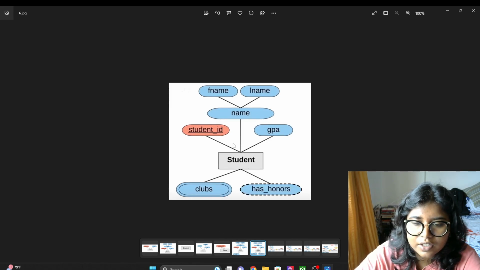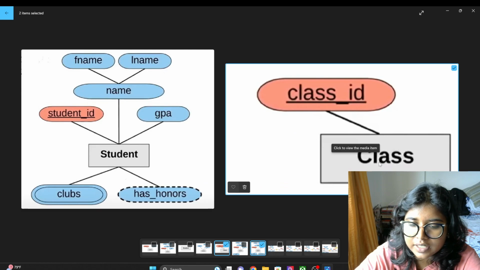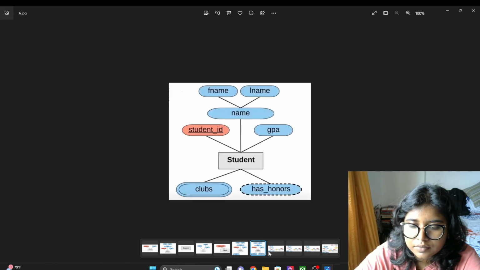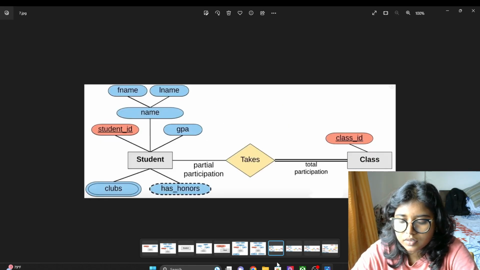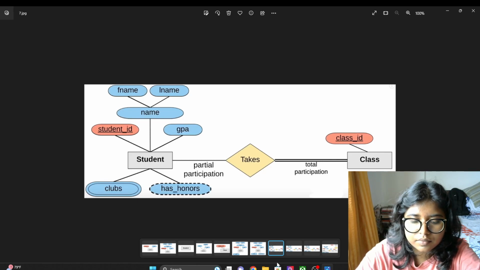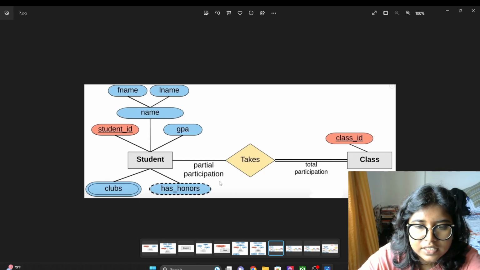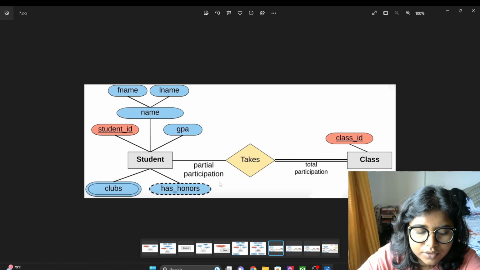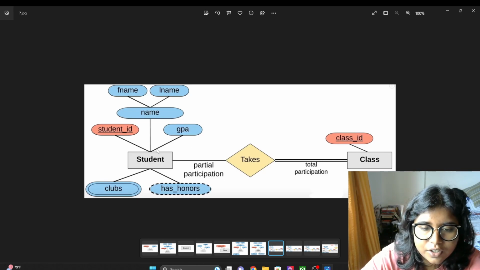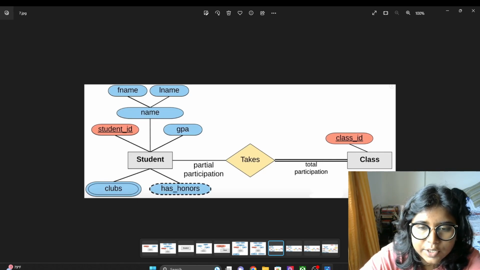Now there's something called derived attribute, as in student is here, and then together we merge a separate attribute called class. Now there's something called a relationship, which is between two entities. So student is one entity and class is another entity.